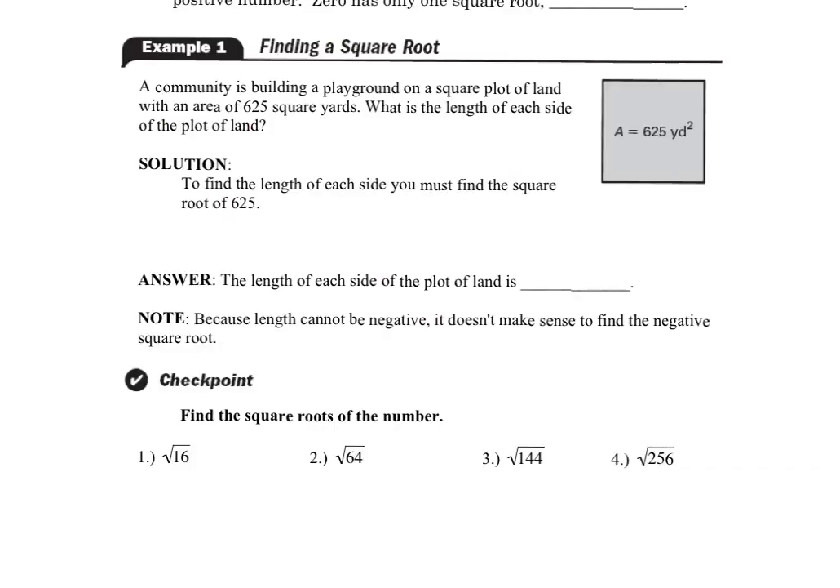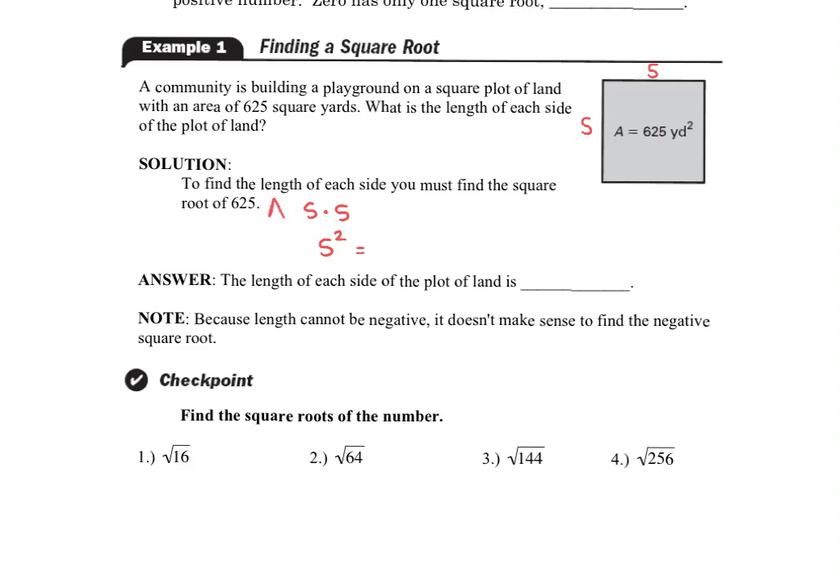All right, so this first example actually has us doing a little bit of area. It says a community is building a playground on a square plot of land with an area of 625 square yards. What is the length of each side of the plot of land? Well, we need to remember a little something about area. So this is a square, which means we know all the side lengths are the same. So we could say it's length times width, or because the sides are the same, we can say that it is side times side. Or we could write that as side squared. So that's how we would find the area.